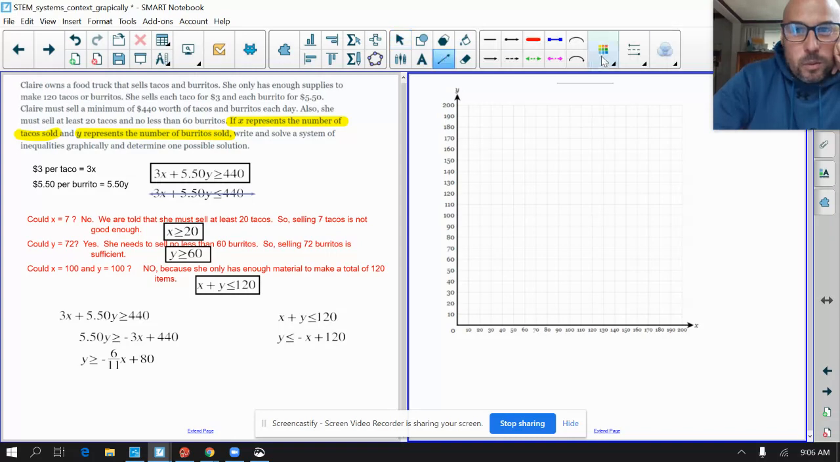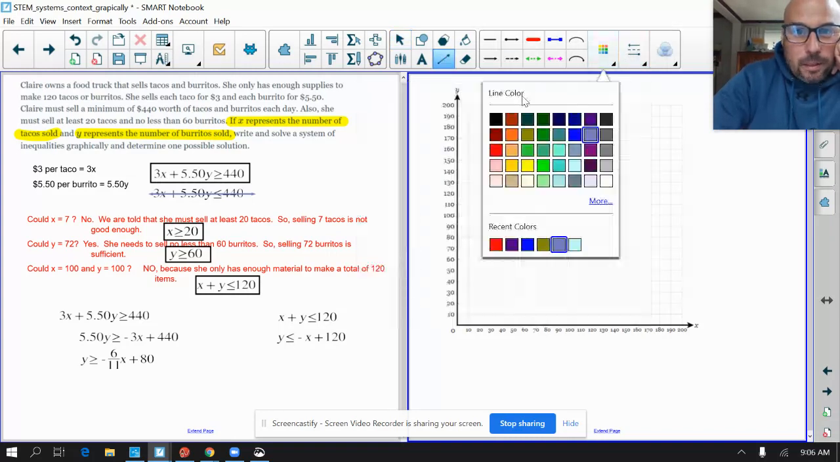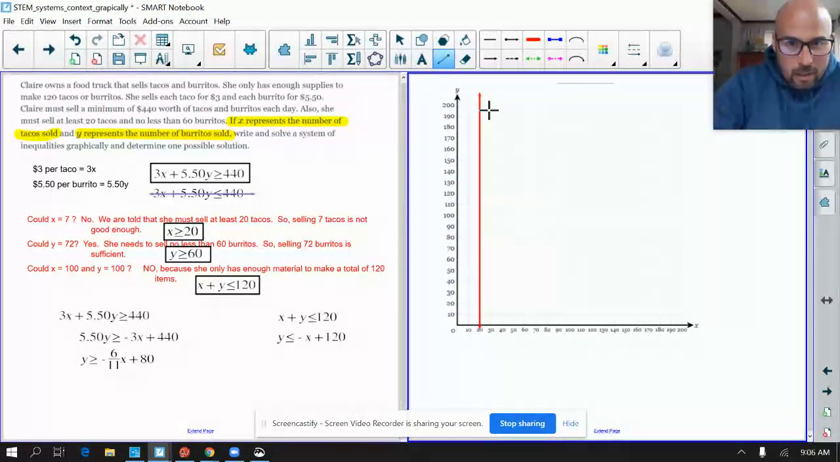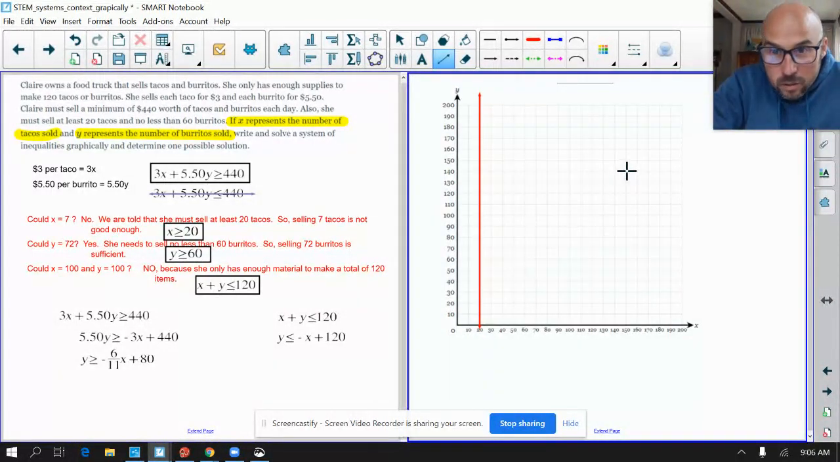So let's do red. It has a nice pop. First of all, let's do x is greater than or equal to 20. Here is when x equals 20. So any ordered pair on that line, Claire sold exactly 20 tacos. But she has to sell at least 20 tacos. So any ordered pair on this line or to the right is good. Like over here, she sold 70 tacos. Over here, she sold 150 tacos.